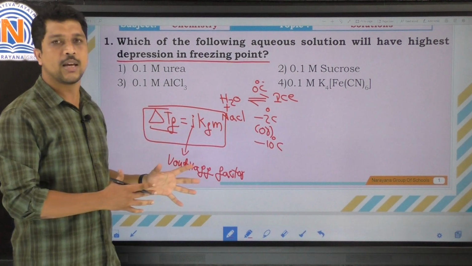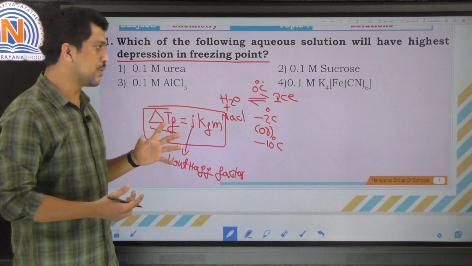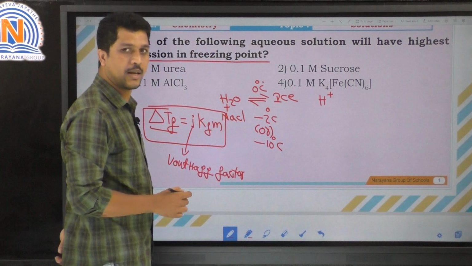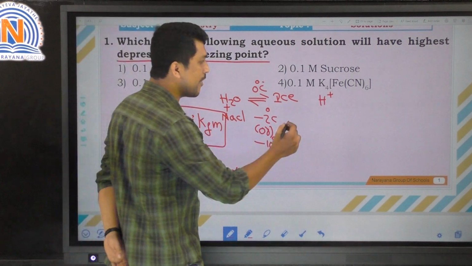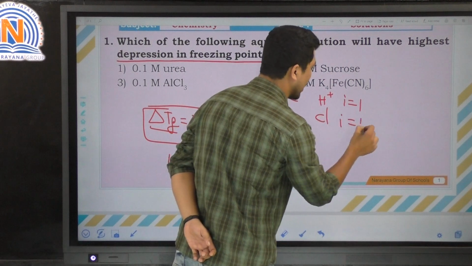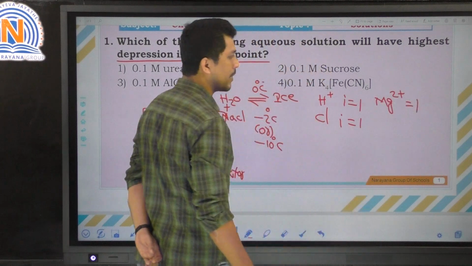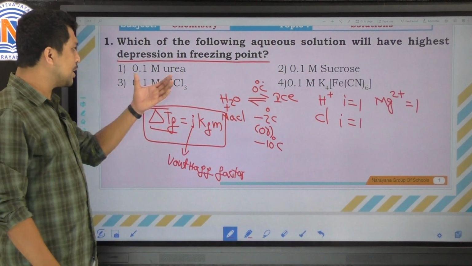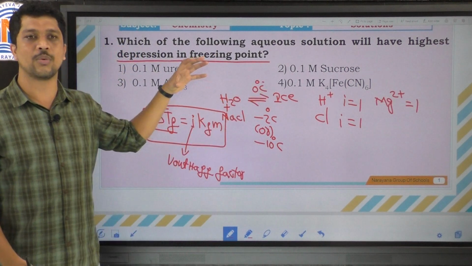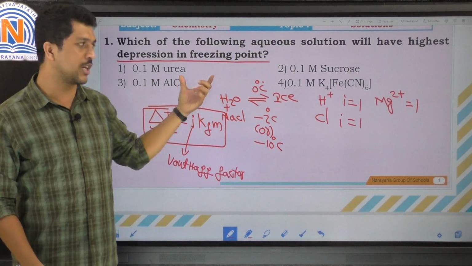In general, each and every ion contributes a van't Hoff factor of 1. For example, there is an H plus ion. For this ion the van't Hoff factor i value is always 1. If it is Cl minus, i equals 1. If it is Mg2 plus, i equals 1. Right? So here we need to find which molecule has the highest van't Hoff factor. The aqueous solution of that particular molecule has the highest depression in freezing point.